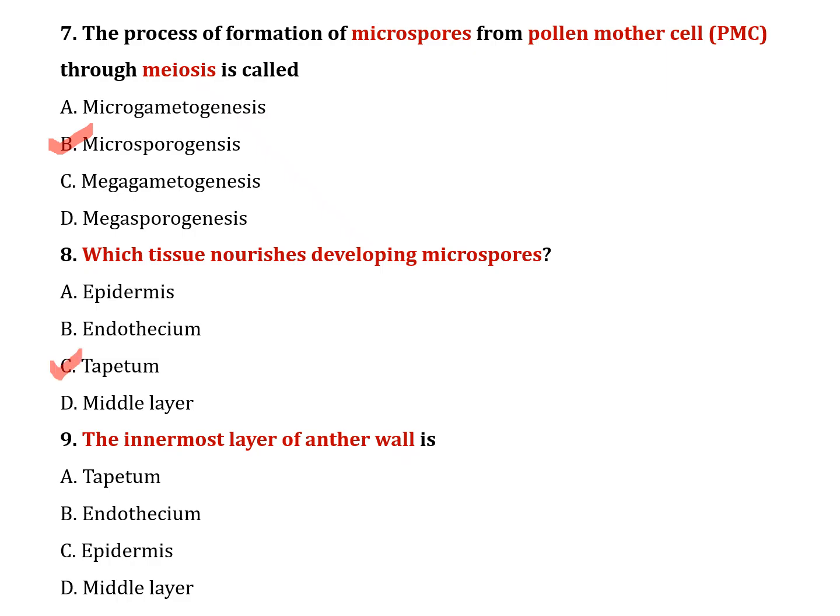The next question number 9. The innermost layer of anther wall is option A tapetum, option B endothelium, option C epidermis, option D middle layer. Correct answer is option A tapetum.